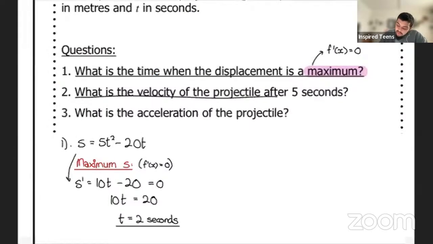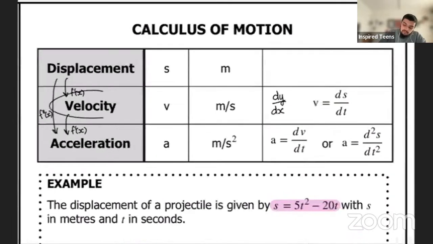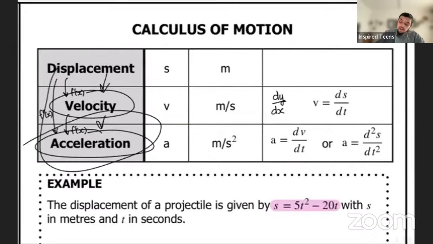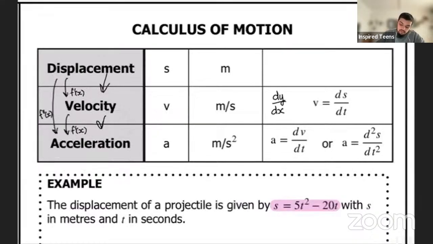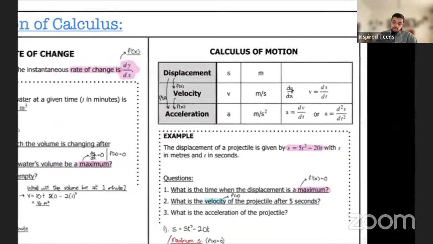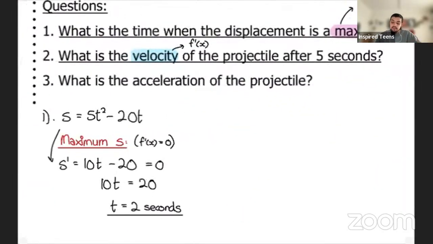What is the velocity of the projectile after 5 seconds? Okay, velocity. What is velocity? Velocity is simply the first derivative. Not the first derivative equated to 0, that's maximum displacement. We know this: to go from displacement to velocity, we derive. To go from velocity to acceleration, we also derive. To go from displacement to acceleration, we derive twice.